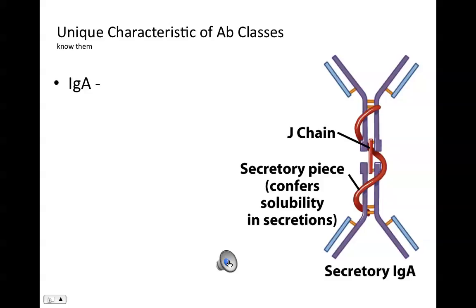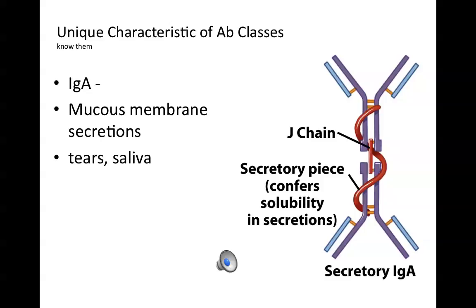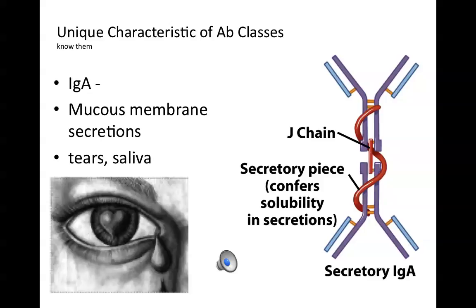IgA is the type of antibody, especially the dimeric form or the dimer of IgA, found in secretions from mucous membranes, tears, saliva. Any kind of secretion from a mucous membrane will have some IgA. So IgA is one of our specific immune factors that work with our first-line defenses, particularly in those exposed areas like mouth, nose, eyes. Very important when conferring immunity or protection from unwanted infection.